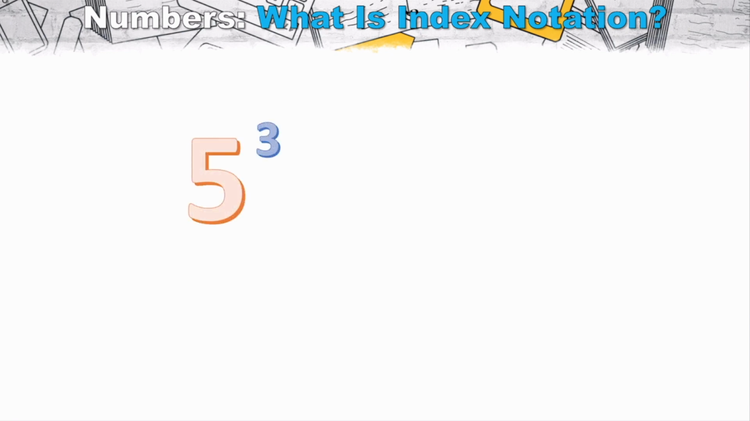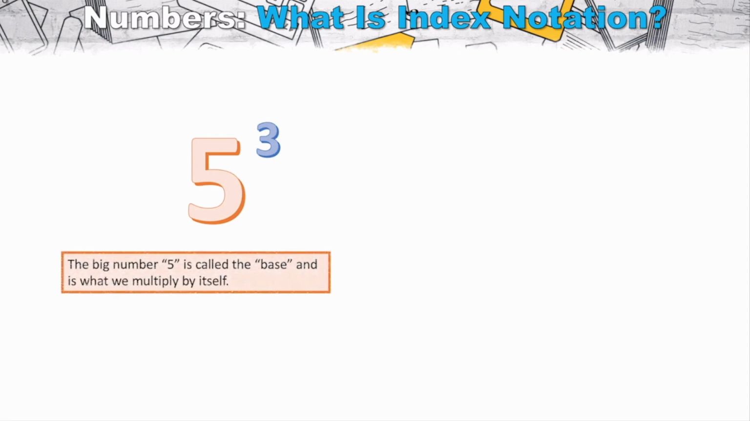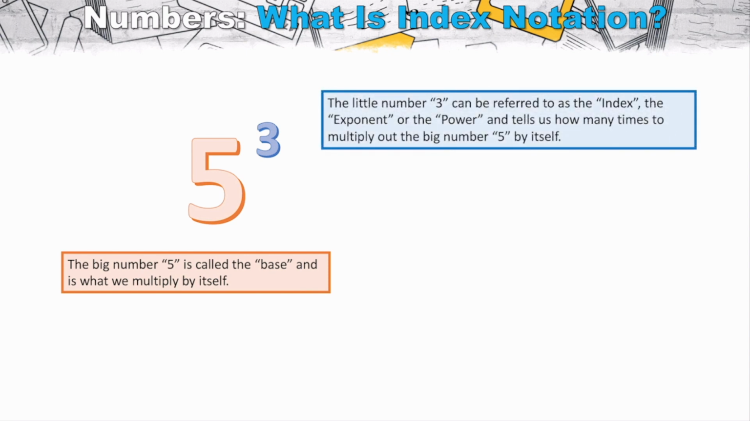Well, this is an example of index notation. We have a larger number, in this case the 5, and a smaller number, the 3, that's up to the right of the 5. Now, the big number 5 we call the base of our number, and it's what we're going to multiply by itself. The power, or the little number 3, we can refer to as a power or an indice or an exponent. It tells us how many times we're going to multiply this big number by itself.